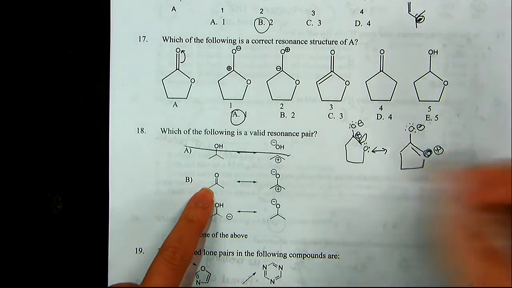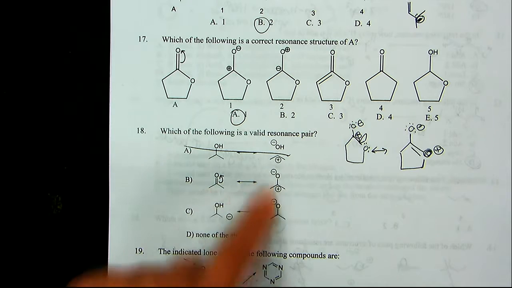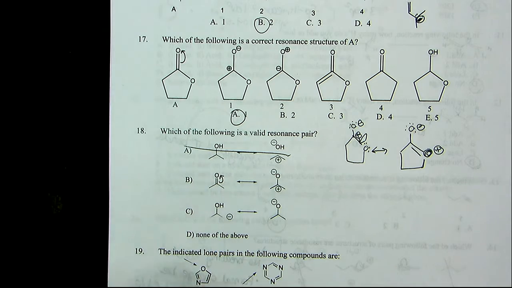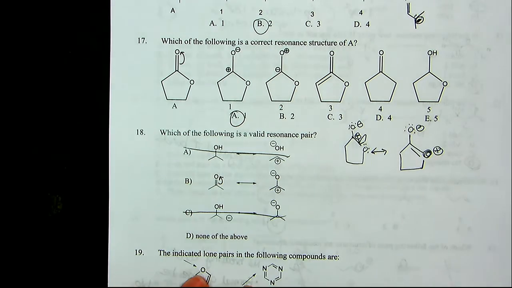This is possible if we move this bond onto here, we would get a negative and positive charge there. Over here, we lost the hydrogen, but where did it go? Don't know. So we don't really want to break that bond yet. So we have B as the main one out of this group.